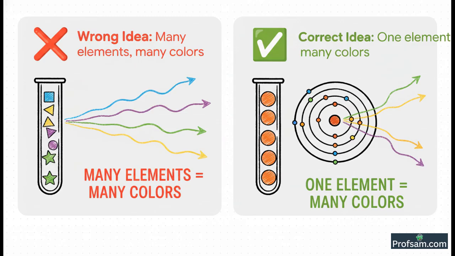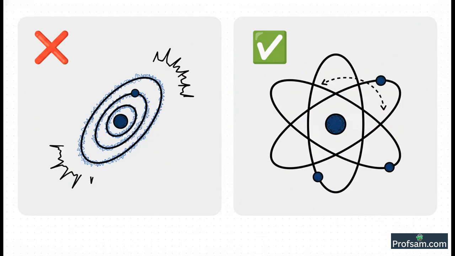How is that possible? It's simple. Each line is just a different possible jump. The jump from floor 3 down to 2 gives you red light. The jump from floor 4 down to 2 gives you green light, and so on. So please, remember this simple line. One element, many colors.